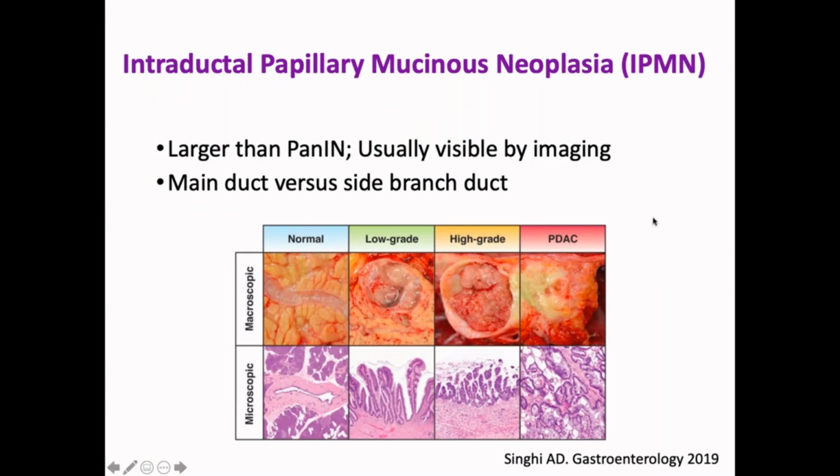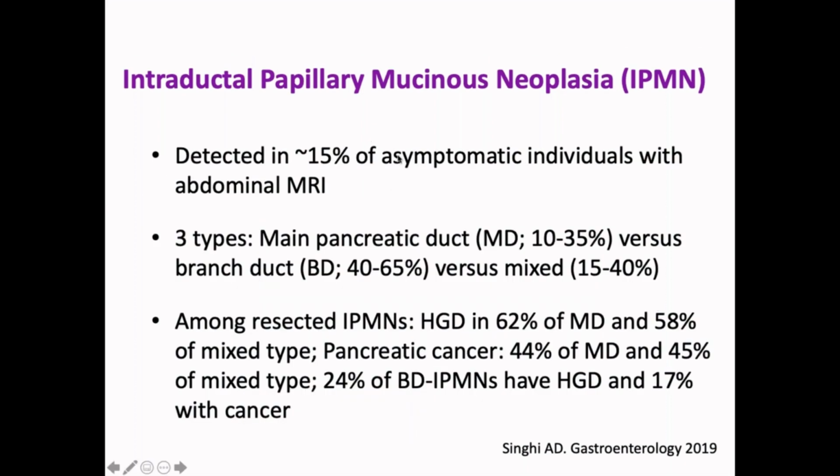I just want to highlight a little bit and talk about IPMNs. They are a precursor lesion that is very well visualized, as opposed to the PanIN lesion, and they affect the main duct or side branches off of the main duct. And I want to highlight that they're not uncommon, that they're identified incidentally in about 15% of asymptomatic individuals that have had an abdominal MRI. And we categorize them into 3 types: those that affect the main pancreatic duct versus branch ducts, or those that have a combination of both.